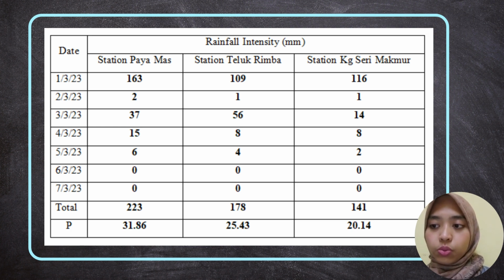Each total rainfall will be divided by 7 in order to get an average precipitation for each station. Therefore, average precipitation in Paya Mas is 31.86, Teluk Rimba is 25.43, and Kampung Sri Makmur is 20.14. After that, we can continue to compute the mean aerial rainfall by using the arithmetic mean method, Thiessen polygon method, and isohyetal method.